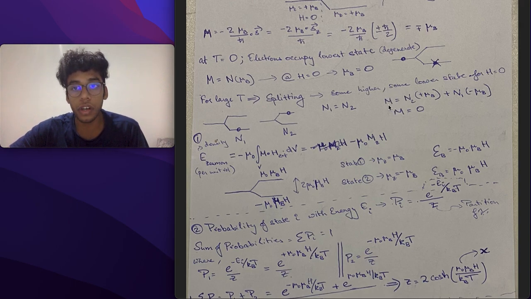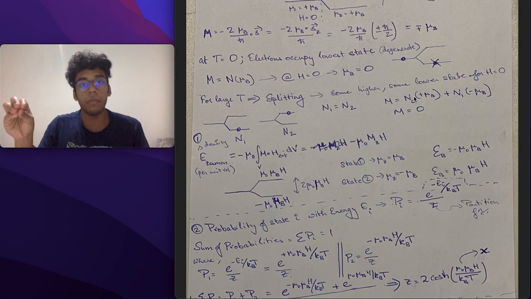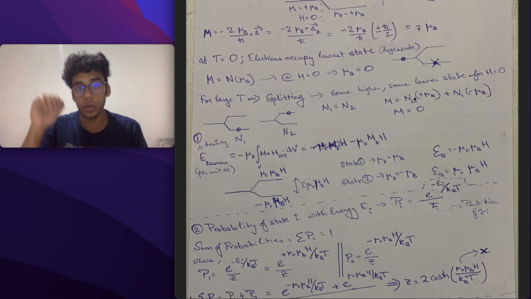So that means the net magnetization is the number of particles with spin up minus the number of particles with spin down, and because they have opposing values, the overall magnetization is zero. So this sample at large temperatures also has a magnetization of zero if there is no external applied field.